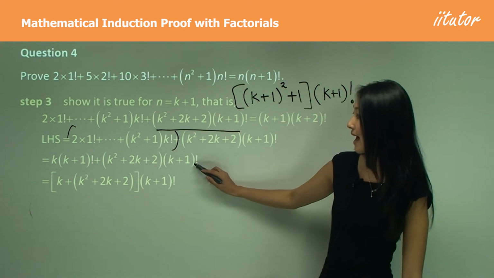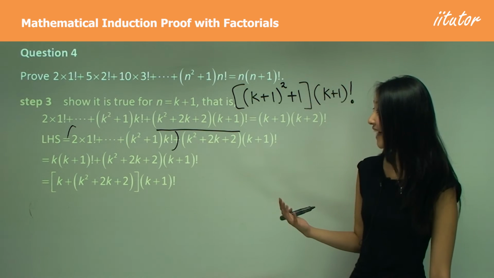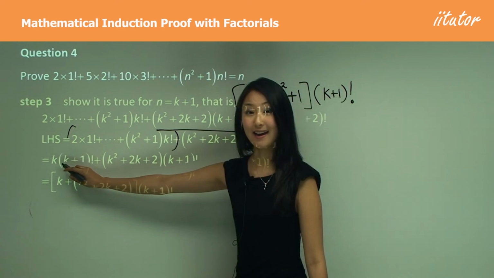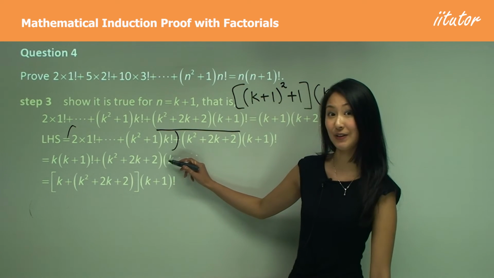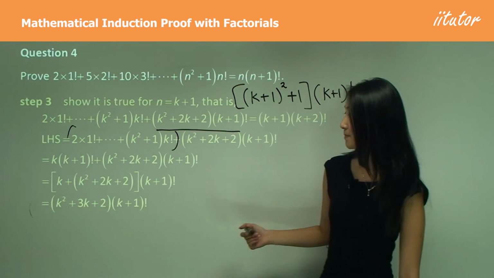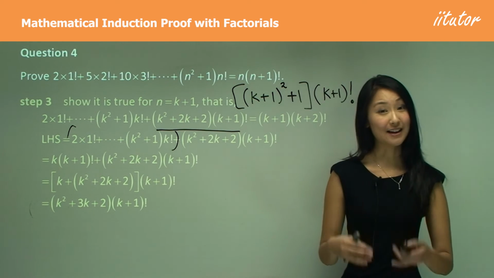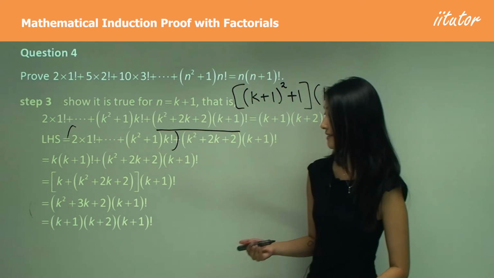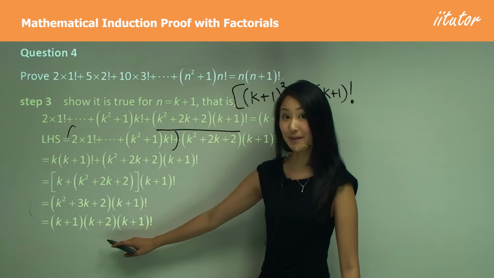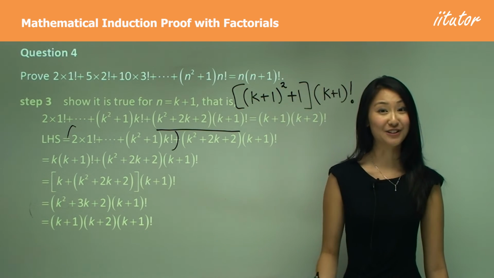So I factorize out k plus 1 factorial, and that's going to leave me with k plus k squared plus 2k plus 2, and that just becomes k squared plus 3k plus 2, and now I factorize that, and this factorizes to k plus 1, k plus 2, k plus 1 factorial.